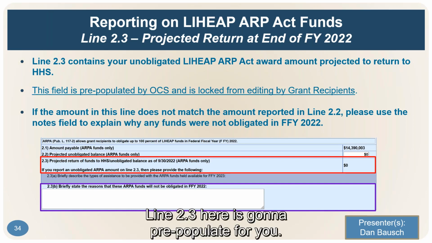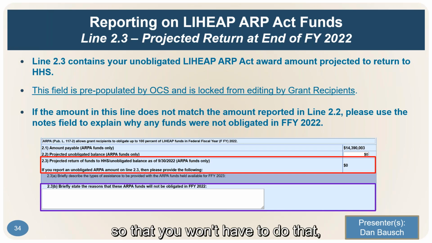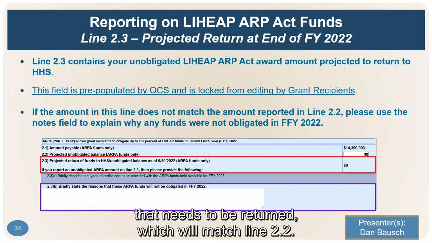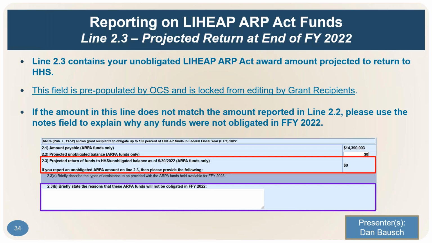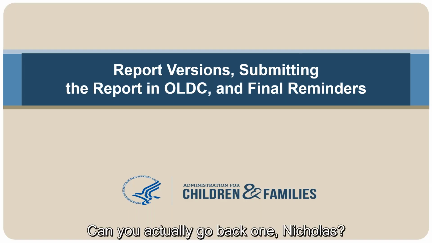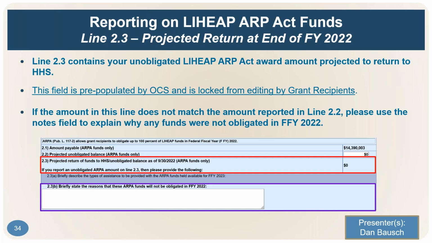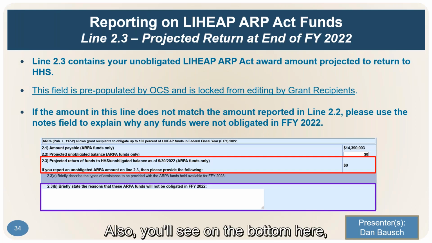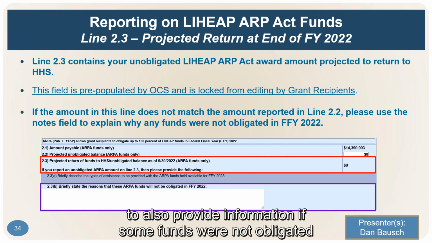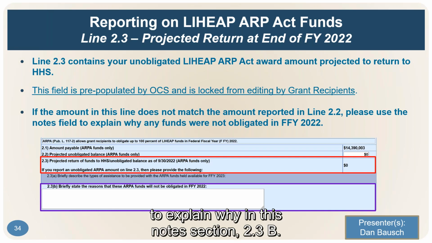Line 2.3 here is going to pre-populate for you. It's going to do the math from line 2.1 to 2.2 so that you won't have to do that, but it will show you the projected amount that needs to be returned, which will match line 2.2. Also, you'll see on the bottom here, there's a notes field for you to also provide information if some funds were not obligated, to explain why in this notes section, 2.3b.